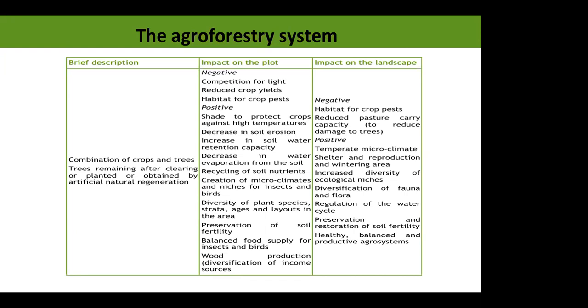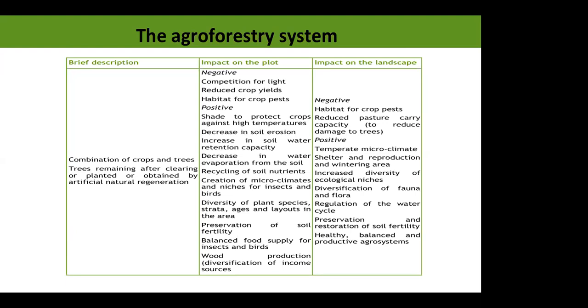So there's competition for light using an agroforestry system. There's reduced crop yield because a lot of trees are planted in this system, so if you are measuring what the yield of a vegetable should be, on an acre for example, you cannot get that same quantity, or you have other benefits that the system will give to you. There's also habitat for crop pests, because now you're planting a lot of combinations together.